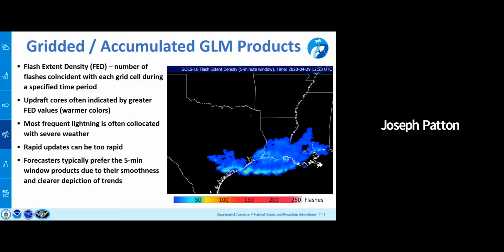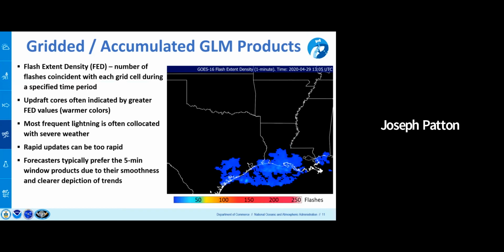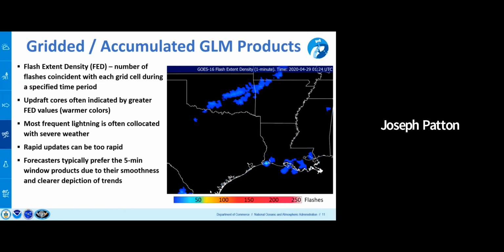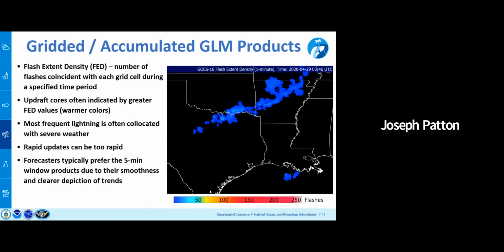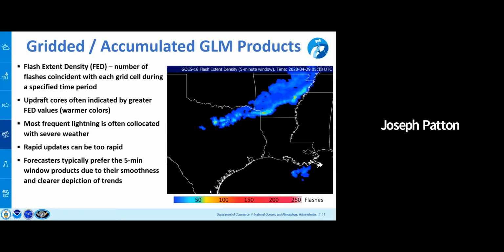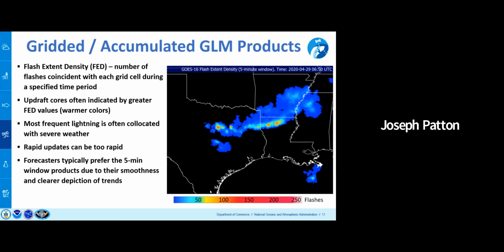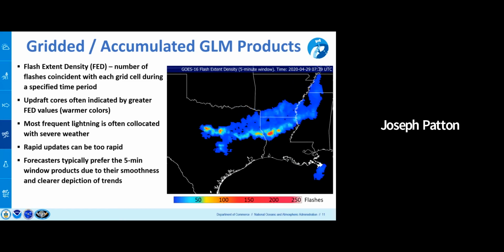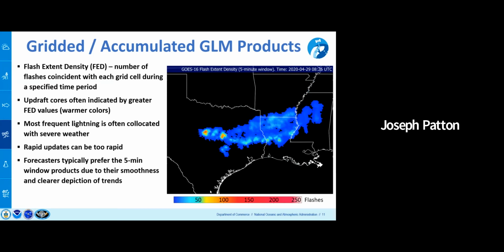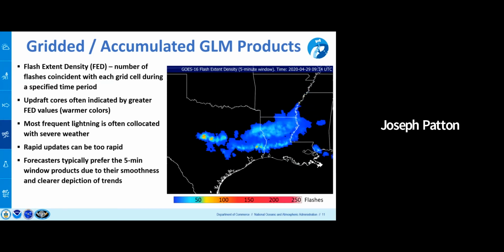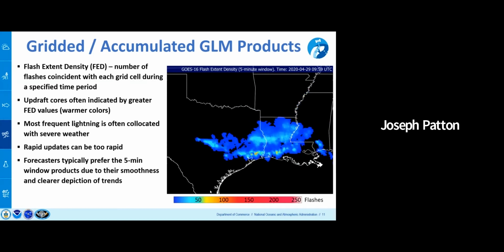But sometimes these rapid updates can be too rapid. So the GLM takes a snapshot every 2 milliseconds, and it's generating these gridded imagery products every 1 minute. But as you can see here, the 1 minute imagery is a bit choppy, and it may be difficult to establish trends looking at just the 1 minute imagery. So the 5 minute imagery provides a smoother, more rounded out way to observe how the lightning is occurring. And it also gives a clear depiction of the trends, which are going to be important for making warning decisions. Next slide.